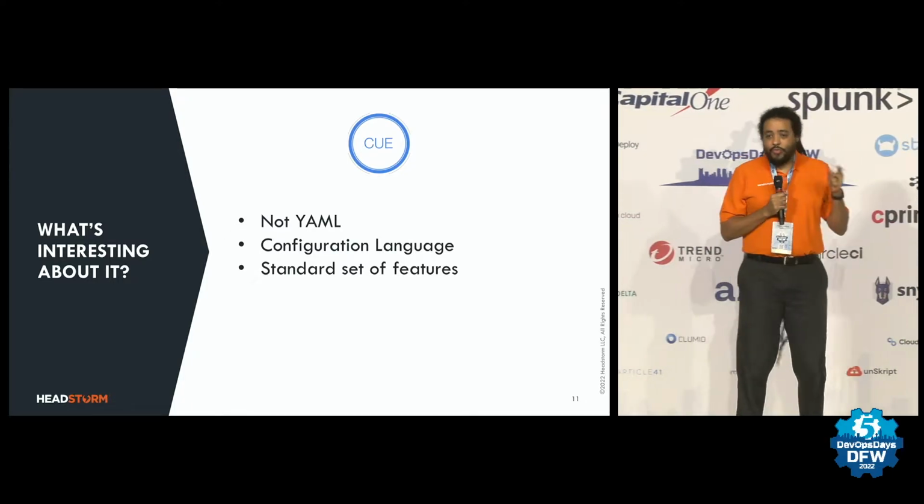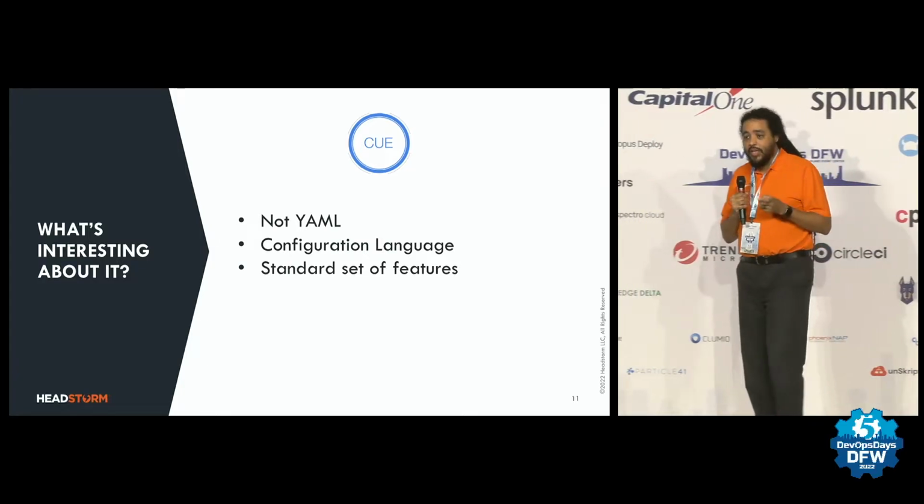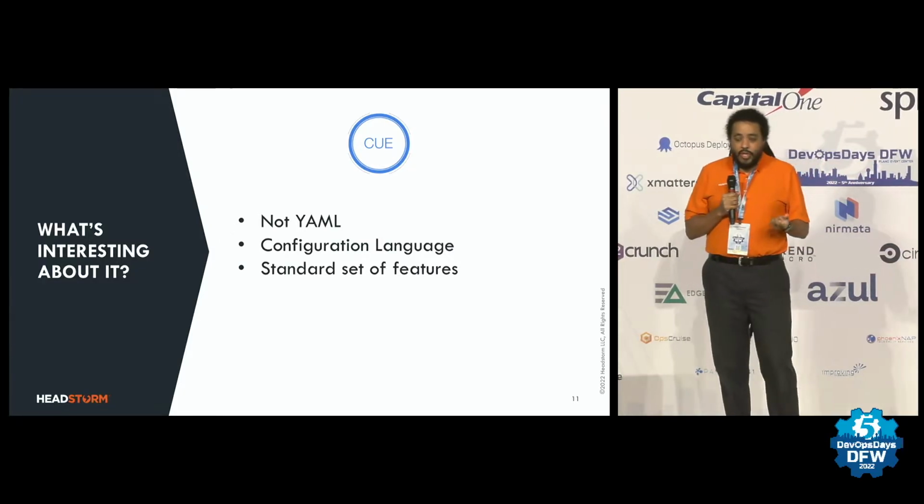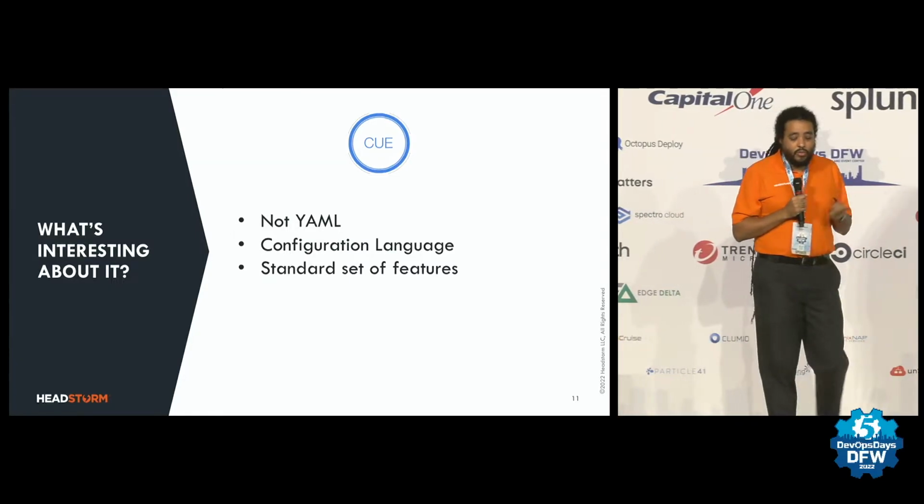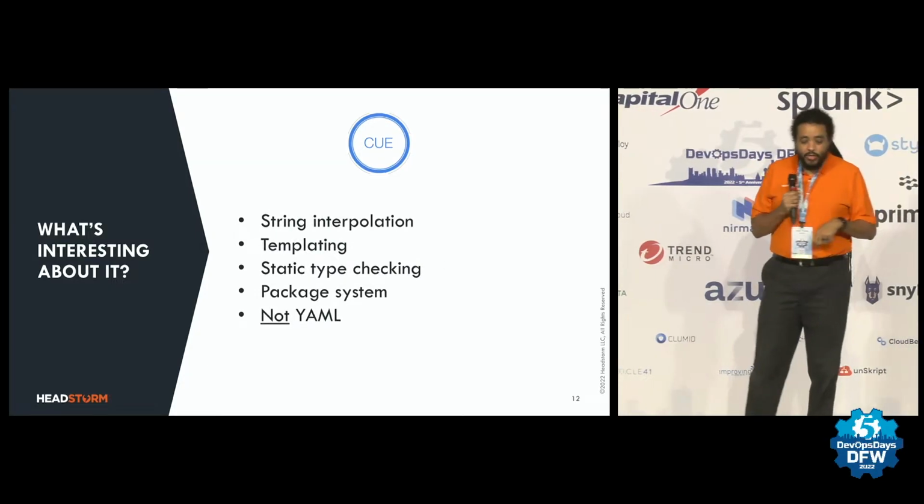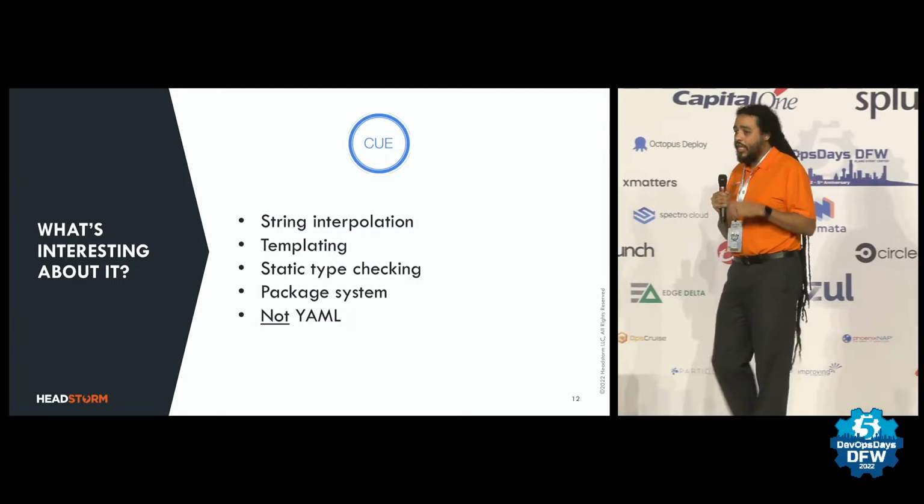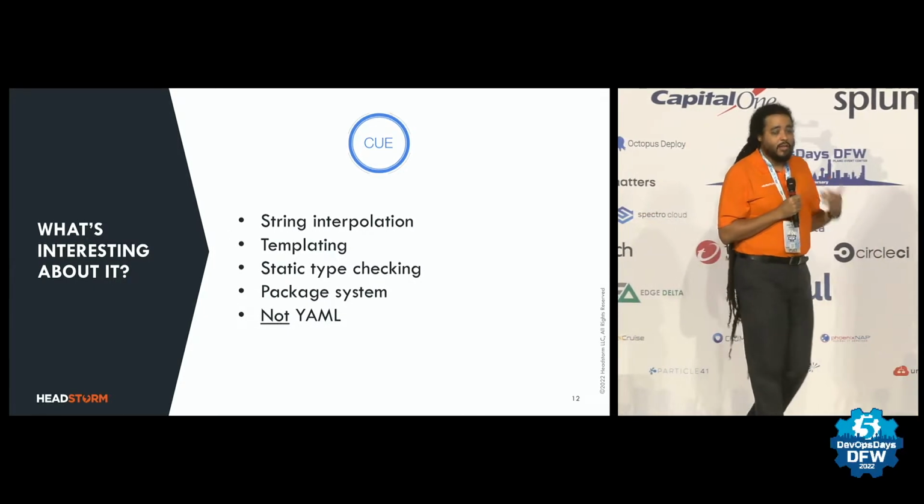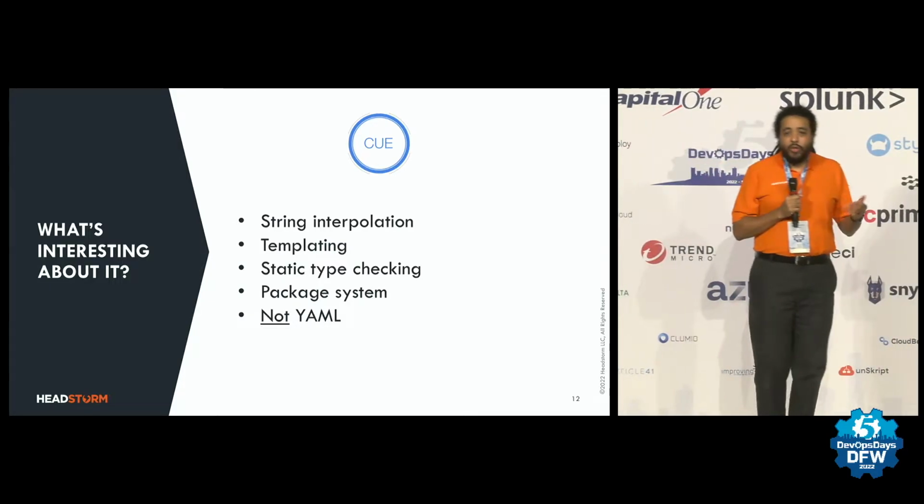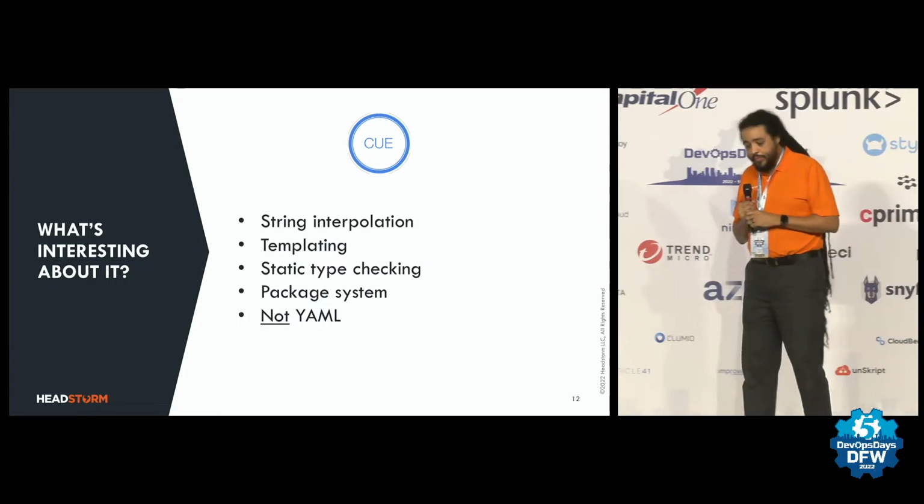Q is a language that is not YAML, which is a big plus. It's a configuration language, and it has a standard set of features that you expect from a programming language, including string interpolation, templating, and static type checking. It has a package system, which of course YAML doesn't, and it's decidedly not YAML. All of these are pluses in my book.